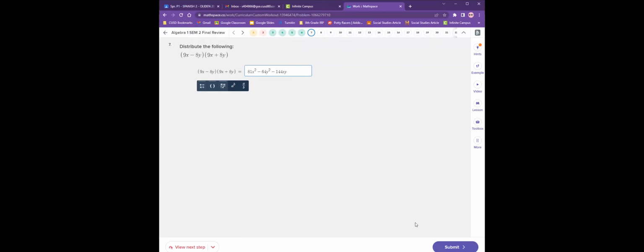You're off here. You're not FOILing. You did the first. You want to do the outer and inner. Okay, I see what you did. The outer though is positive and the inner is negative, so that will make a difference. So it's just that then. Yeah. All right.